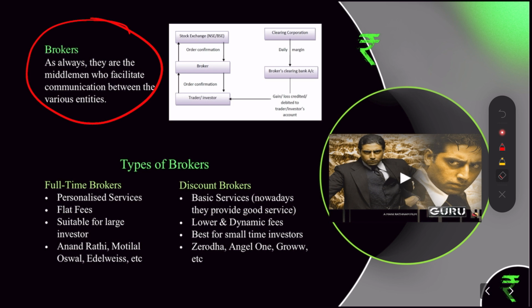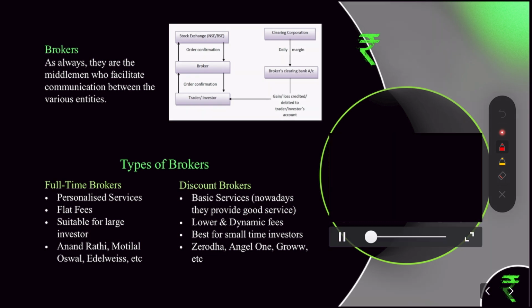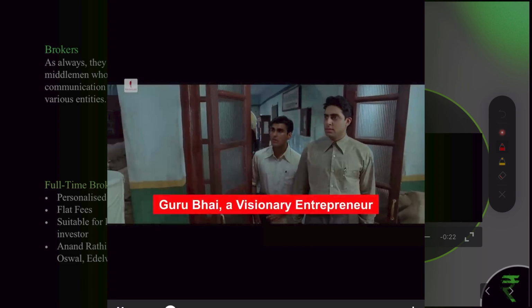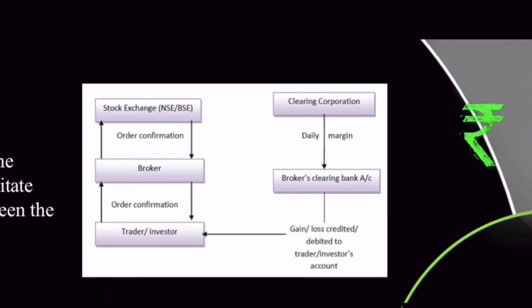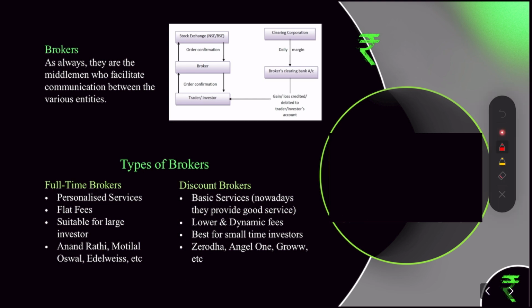It is basically like how Puma, Adidas and Nike sell their products through Amazon and Flipkart. So Amazon and Flipkart are like brokers. Just like that, Zerodha and Angel One, they in turn trade in the stock exchange on our behalf. As you can see, this is the flowchart of a transaction and all the intermediaries who are involved in the same. We'll be looking at the types of brokers.